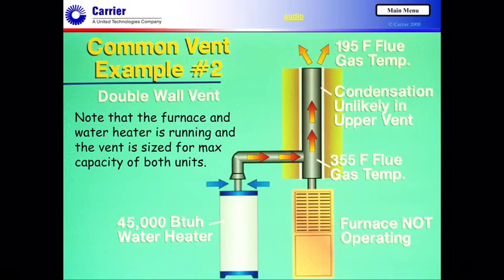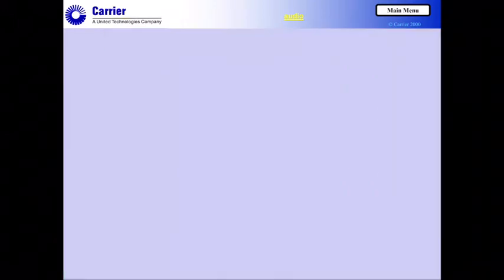Now let's change this to use a double wall system. Again, the furnace is not running, the water heater is running, so we're keeping the same as the previous system. 355 degrees. By the time I get out to the top of this vent system, I might be down to 195 degrees. Now that may seem like a lot of heat loss. However, we're still well above the dew point. So condensation is really very minimal, and it's probably only on the startup that it becomes a problem. The minimal amount that would happen during the initial startup is really quite minor as a general rule.